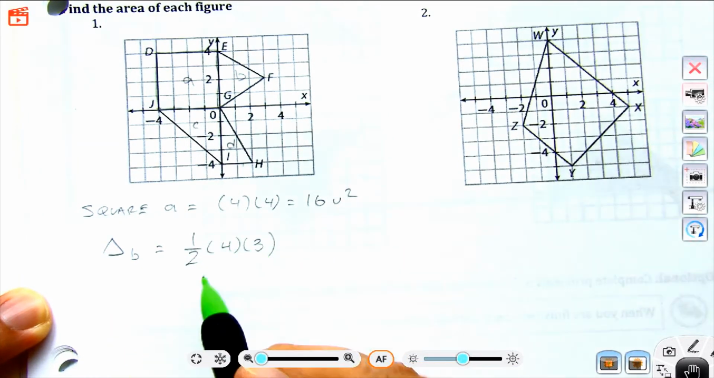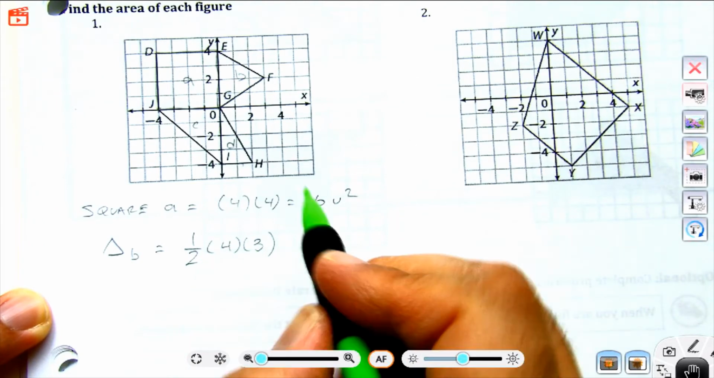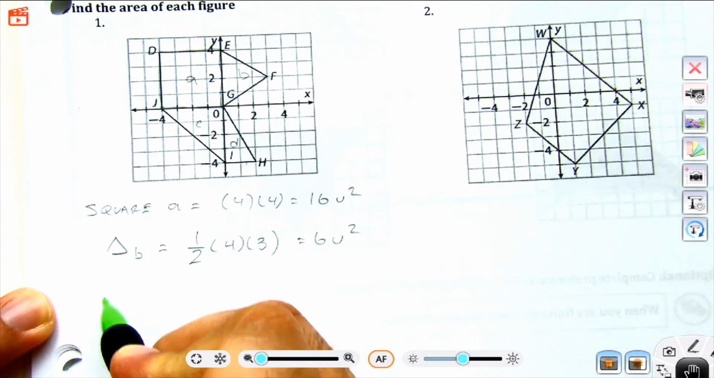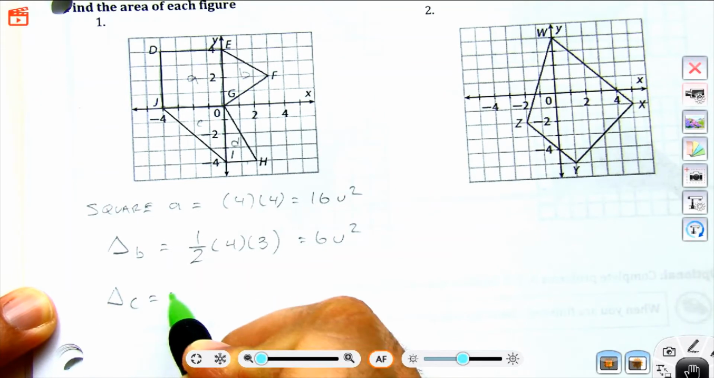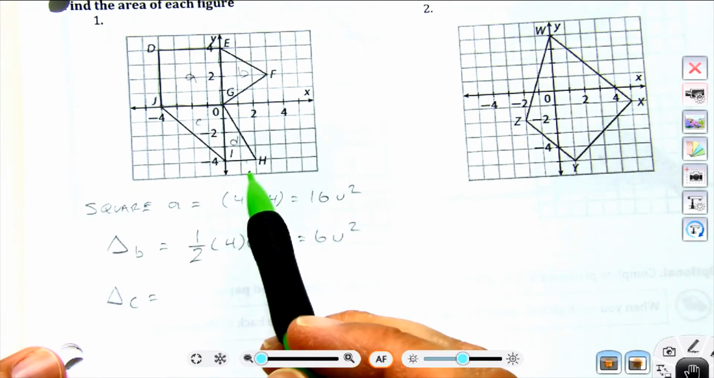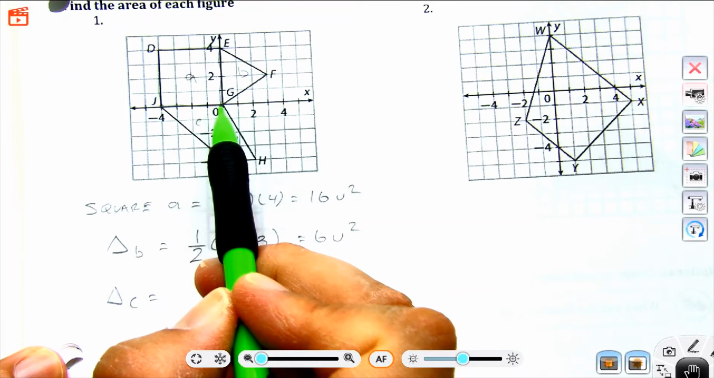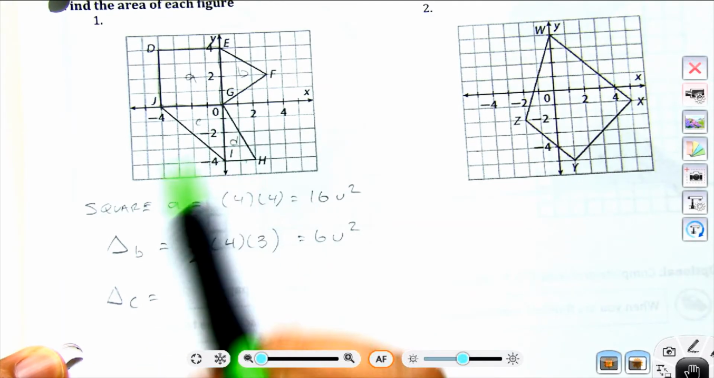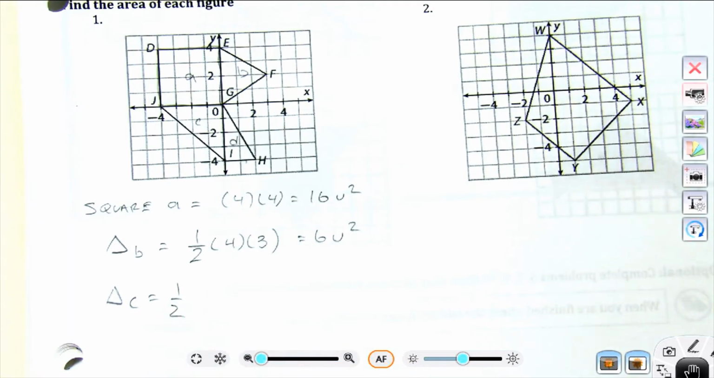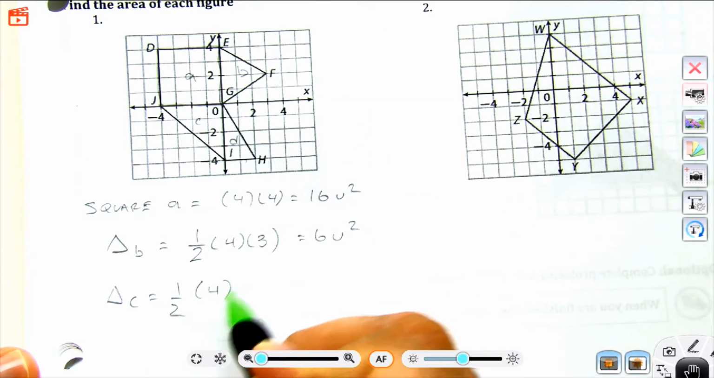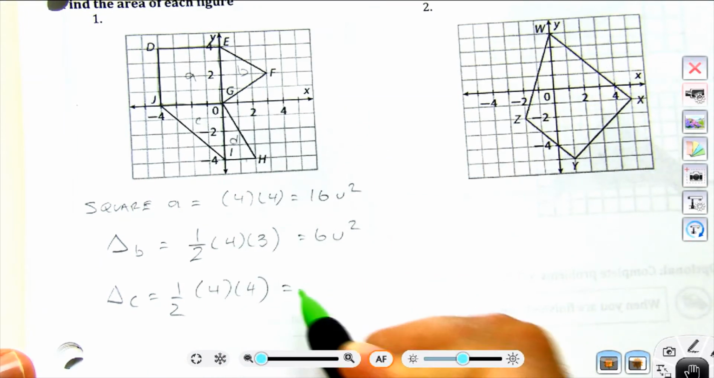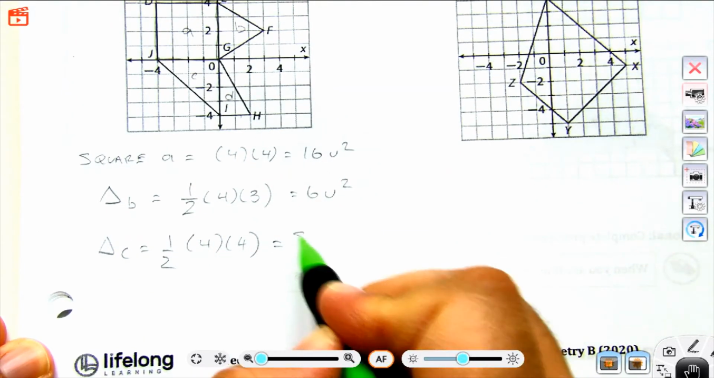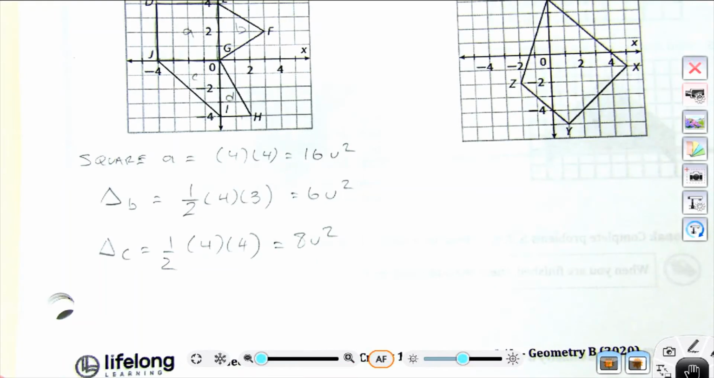Then triangle C. Let's say the base is 4, and then the height is also 4, I think. 1, 2, 3, 4. So this would be 1/2 times 4 times 4. 4 times 4 is 16, and half of 16 is 8. So this would be 8 units squared.